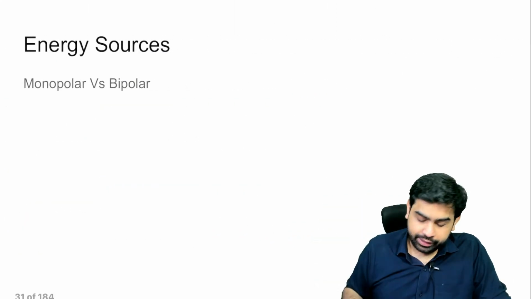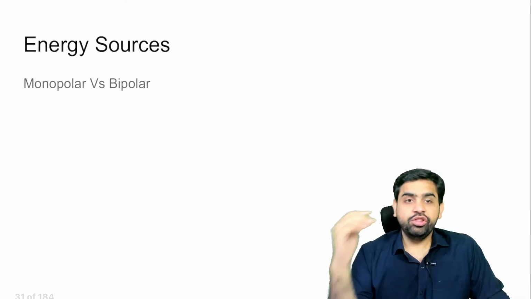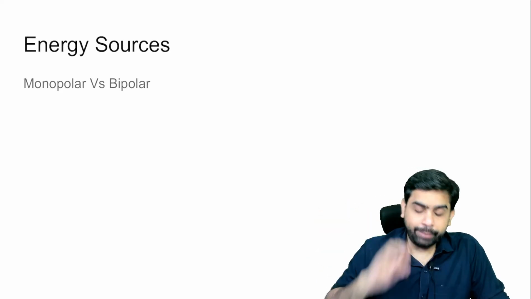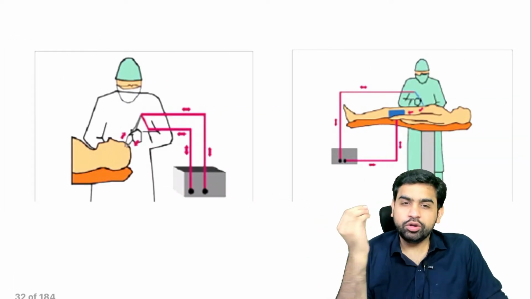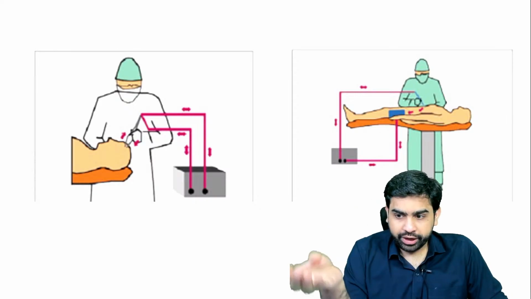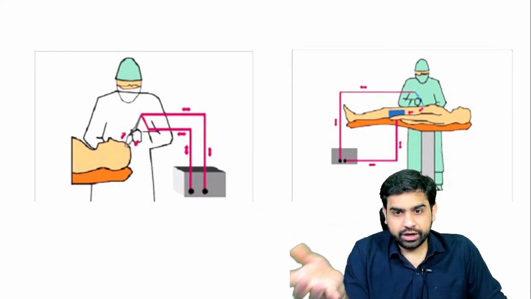Okay, right. Now, then we have energy sources. So we have monopolar cautery and we have bipolar cautery. What you need to understand is that in order to complete the circuit, we need two electrodes.